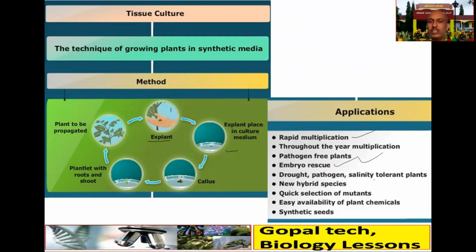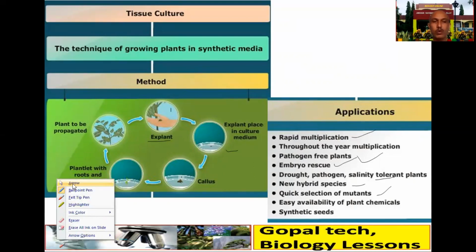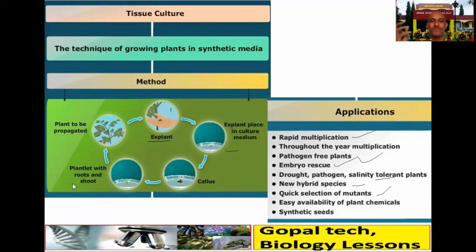Drought, pathogen or salinity tolerant plants can be grown. New hybrid species can be prepared. Quick selection of mutant plants. Easy availability of plant chemicals or synthetic seed. You must have heard, okay, that is ball seeds that farmers make.